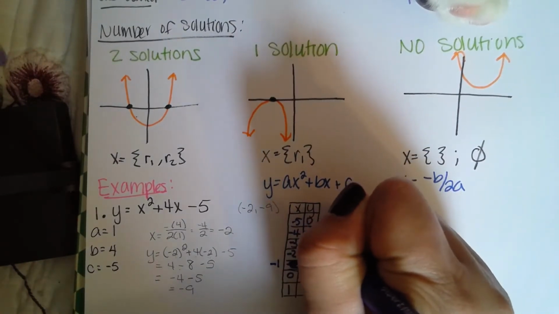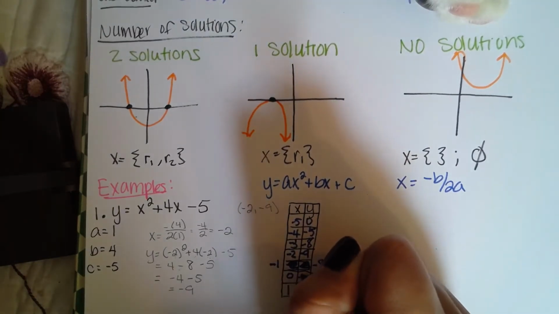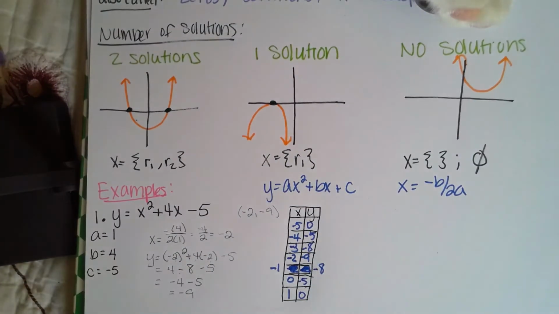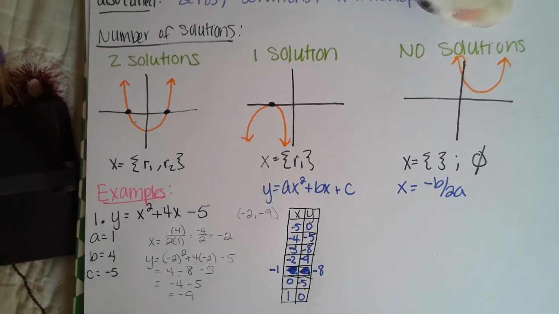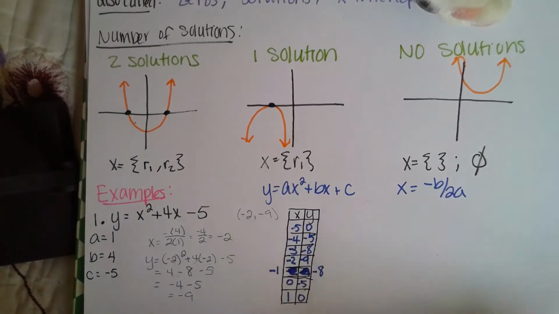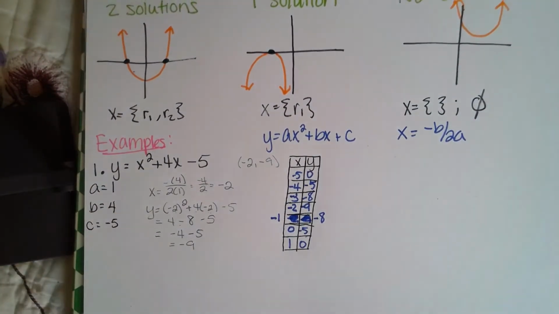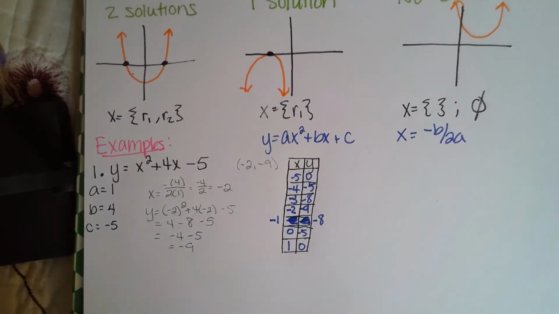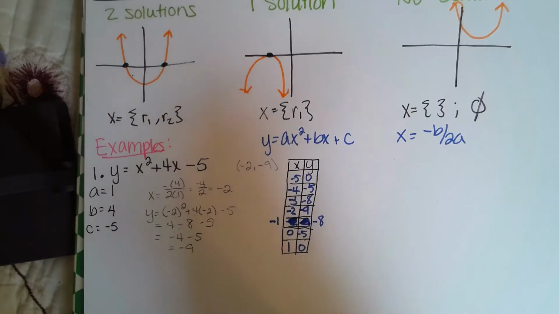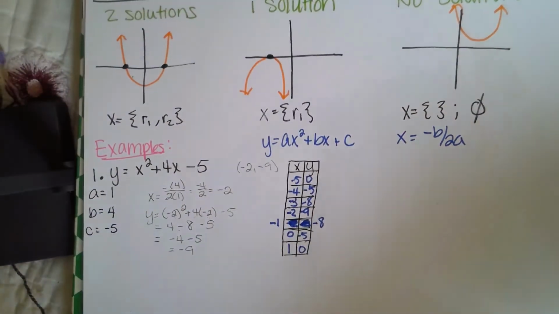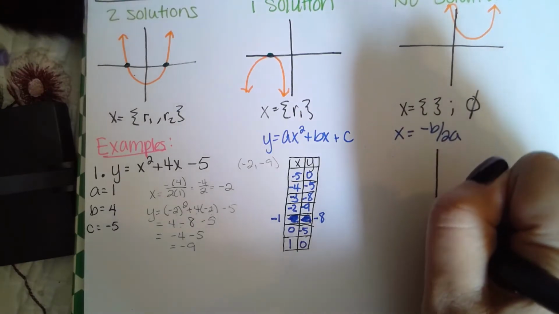Since -9 is the biggest one, I'm going to go out 9 ways. 1, 2, 3, 4, 5, 6, 7, 8, 9. If you do it on the homework sheet that I gave you guys, it goes out to 10.